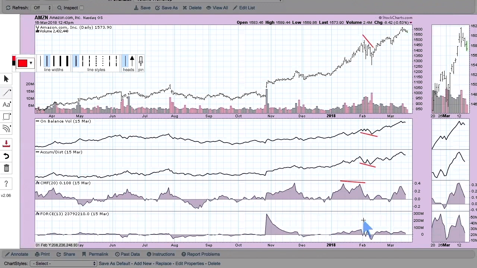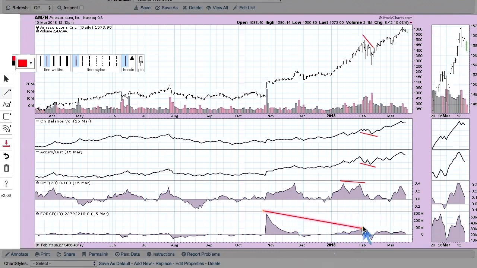So you look over here at the force index, and if we're connecting tops, for example, we can't connect this one with that one because we haven't had a reset in between. So you're looking for the reset. So we can compare this one to this one because we've had a reset or two in here. So let's see what's going on here.